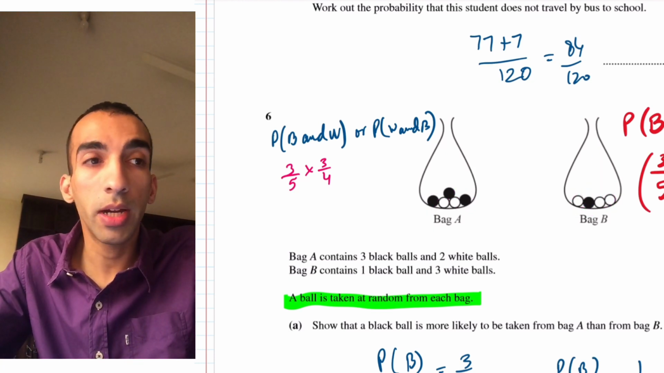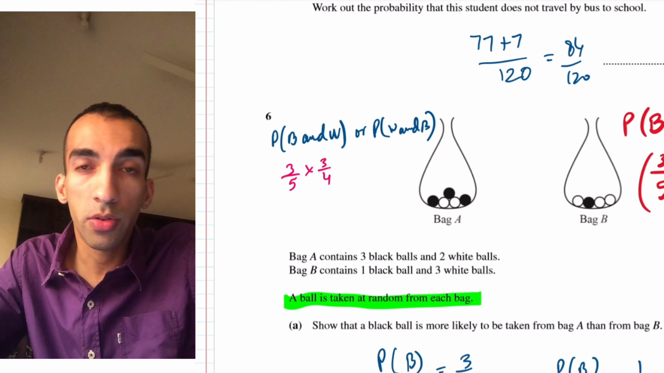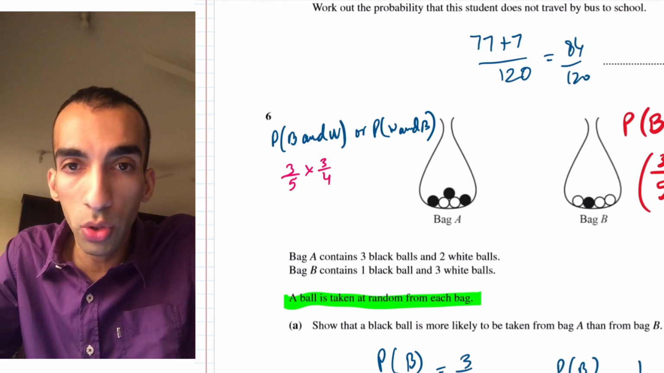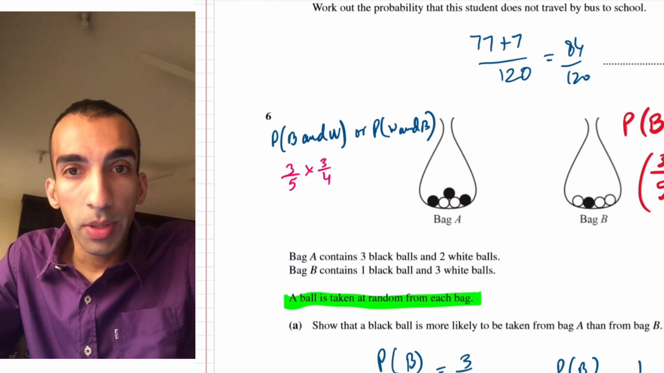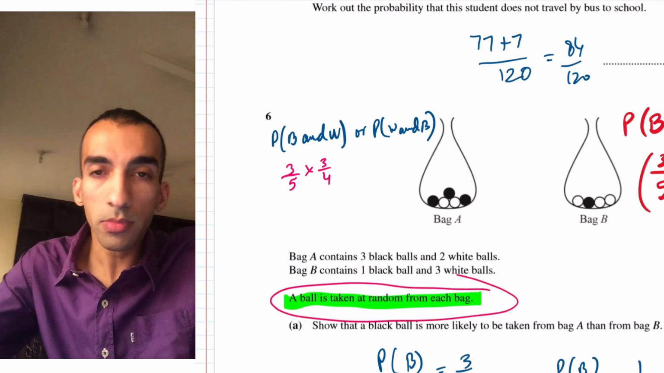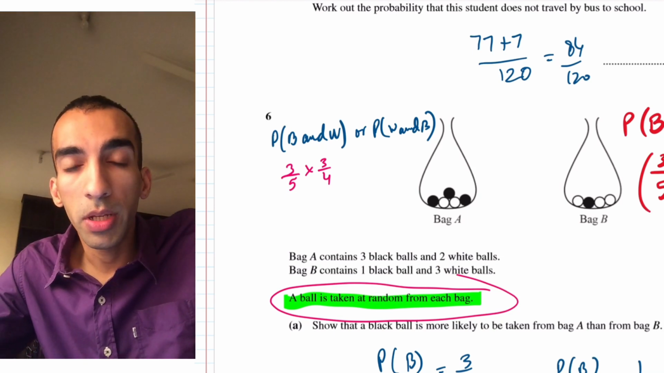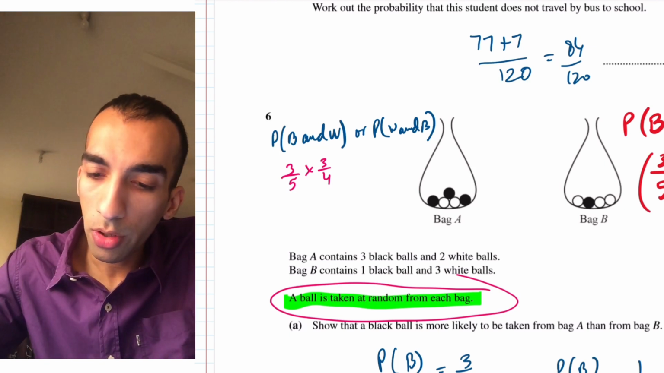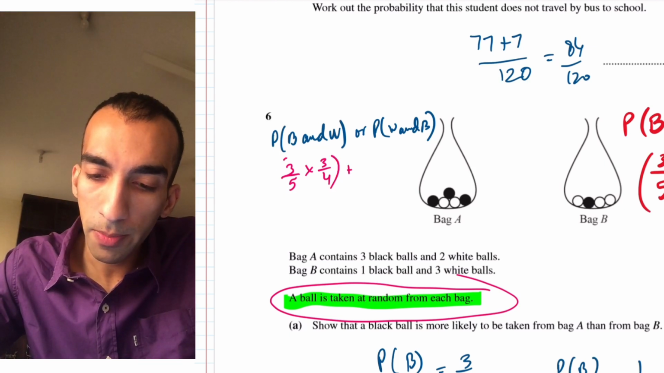They haven't specified which color you're supposed to take from the first bag and which color you're supposed to take from the second bag. They just told you that there should be different colors, and then this part of the question tells you one ball is to be taken from each bag. So if you have to select a second ball, it has to be from the second bag. Or means plus, add them up.